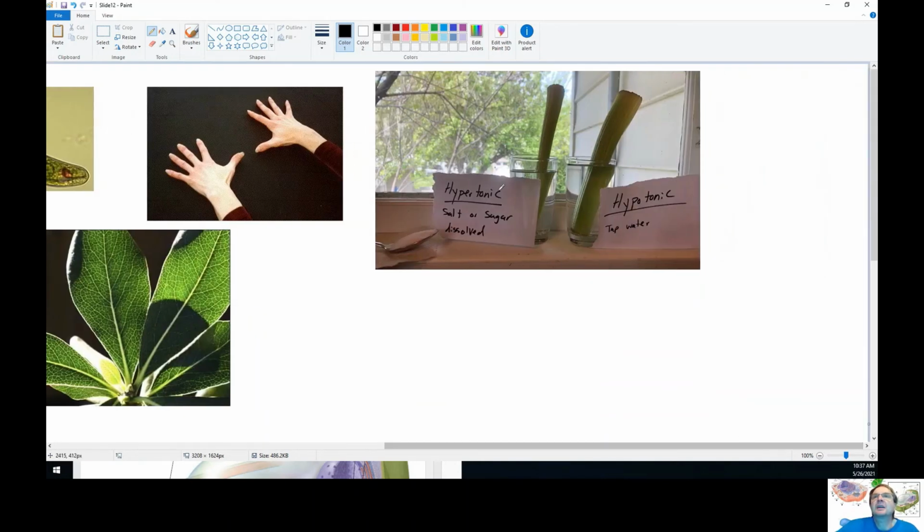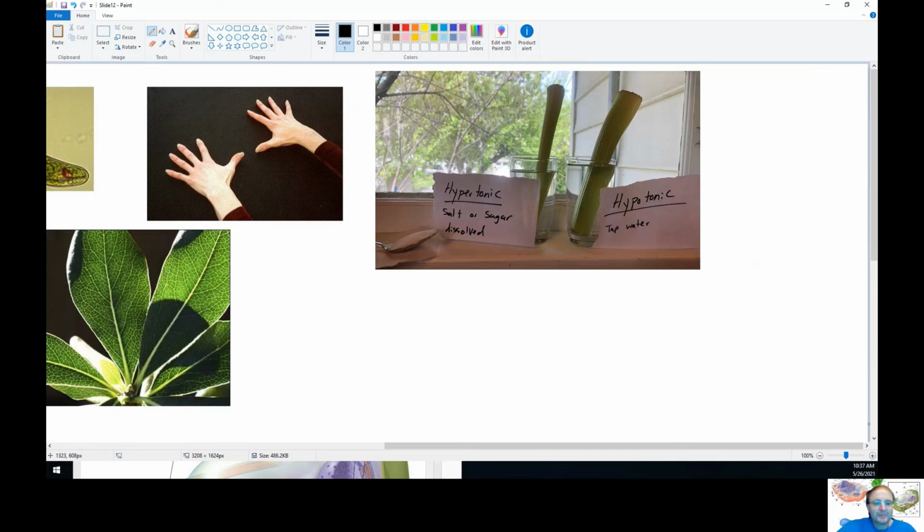Oh yeah, and here's that experiment that you can do. I'll refer to it in a video next here. You're going to make a hypertonic solution and put a stick of celery into it, and have a hypotonic solution, just tap water, and stick another stick of celery in it. But yeah, you'll see that in the video.